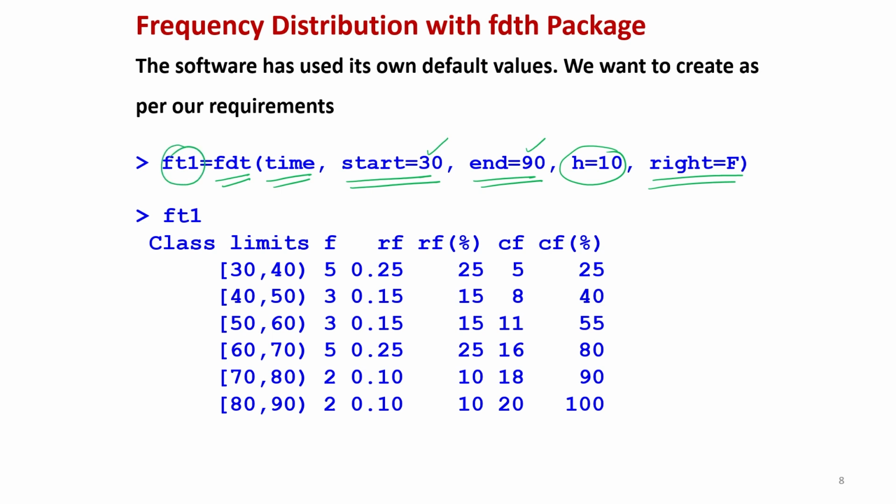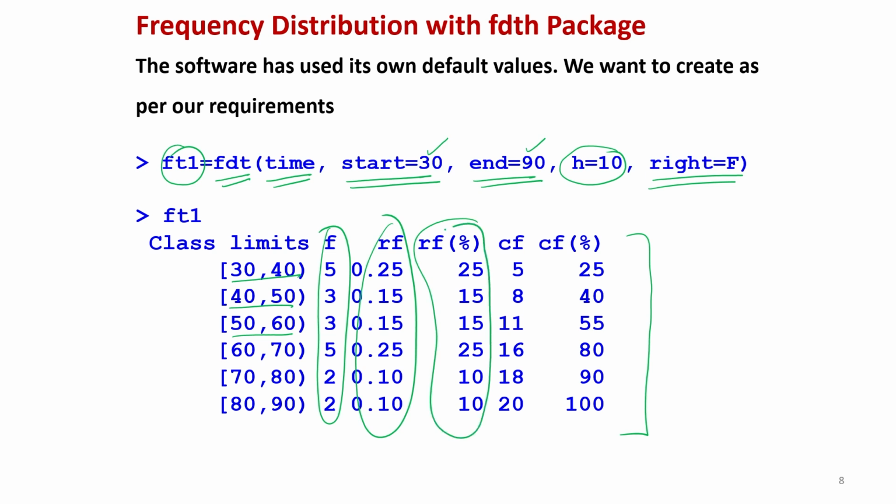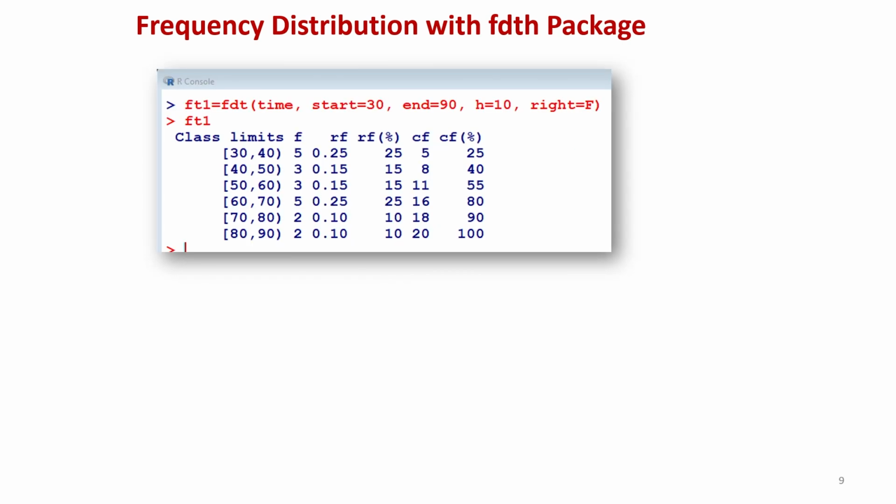So you can see now this data is exactly in the way which I wanted. My class intervals are 30 to 40, 40 to 50, 50 to 60 and so on. Then we have the frequency, the relative frequency, relative frequency in terms of percentage, cumulative frequency and cumulative frequency in terms of percentage. So the interpretation is the same, there is absolutely no issue, but I have now demonstrated how you can control these parameters as per your requirement, and this is the screenshot.